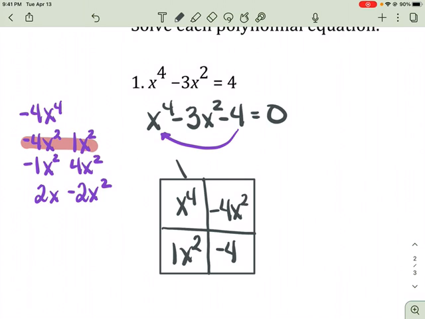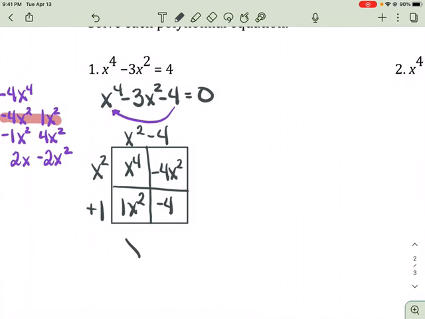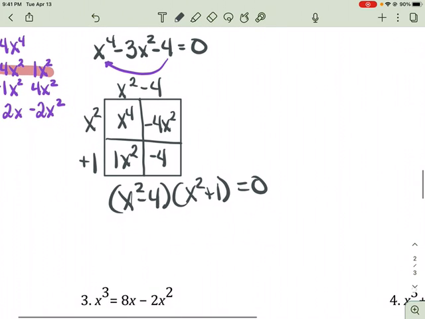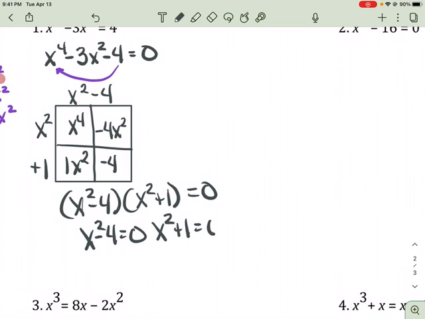Okay, so we're going to GCF. So that's x squared minus 4, x squared plus 1. So our factors are x squared minus 4, x squared plus 1. Now we're going to do what we just did. Set each of our factors equal to 0 and solve. I'm running out of room. So x squared minus 4 equals 0. x squared plus 1 equals 0. Add the 4, square root both sides. Subtract the 1. Square root of -1 is i.